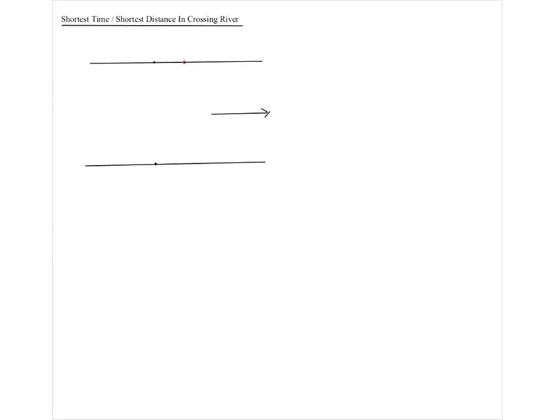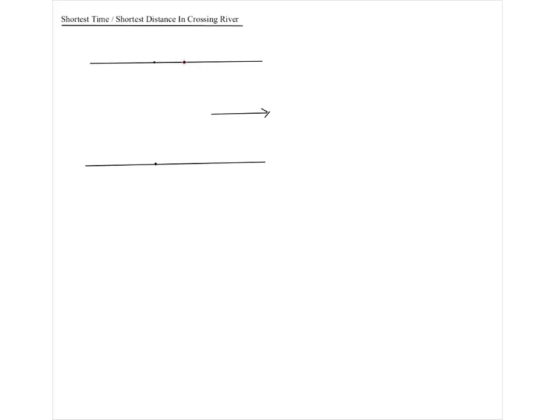In that case, the rule is: just do not waste any fraction of your velocity. What do we mean by fraction of velocity? Perpendicular things don't support or oppose each other. They are sort of indifferent to each other.